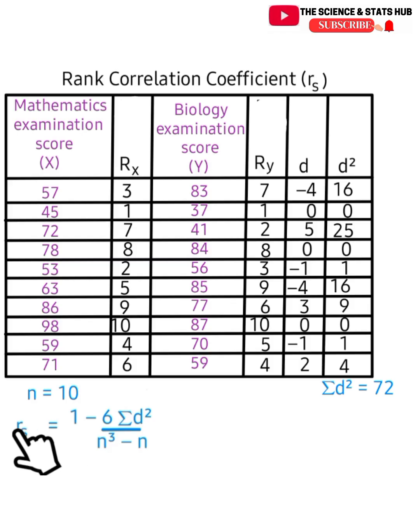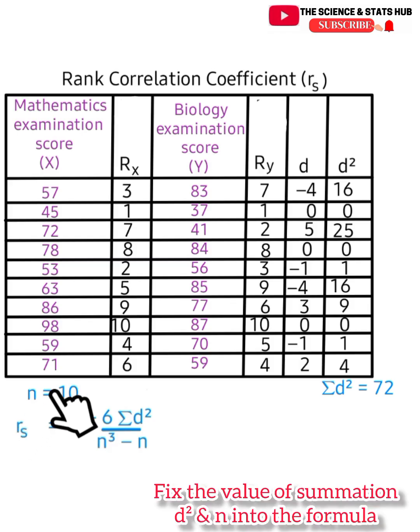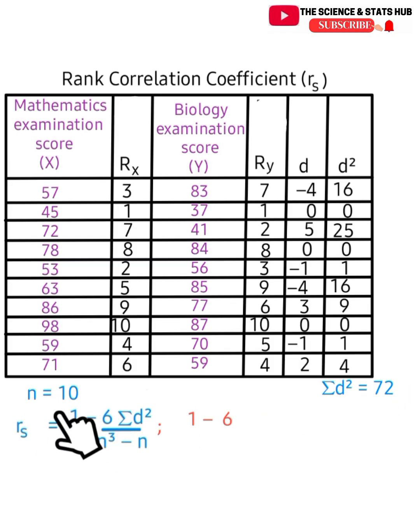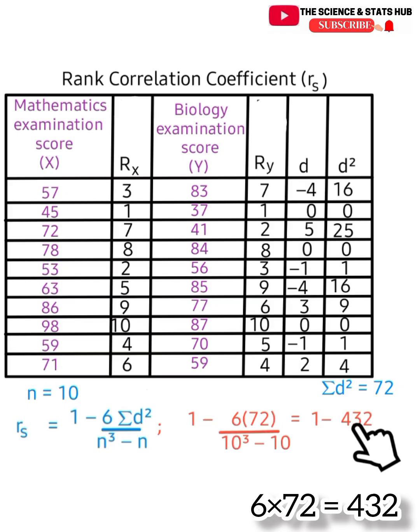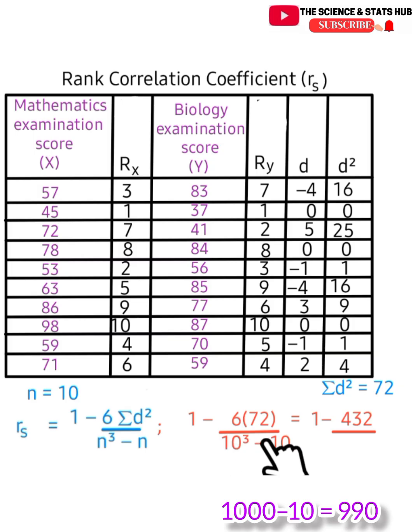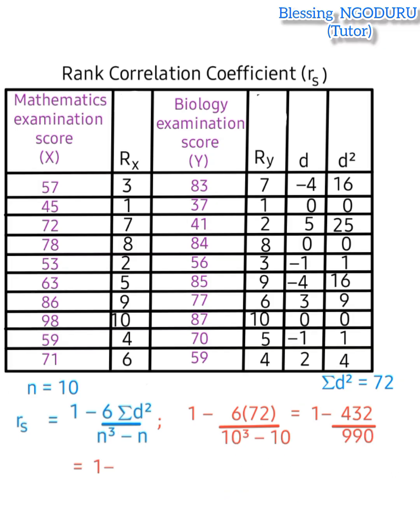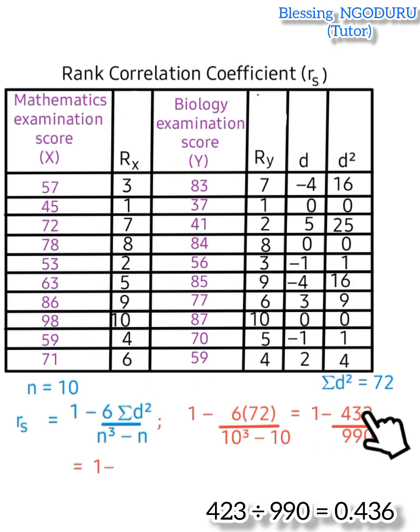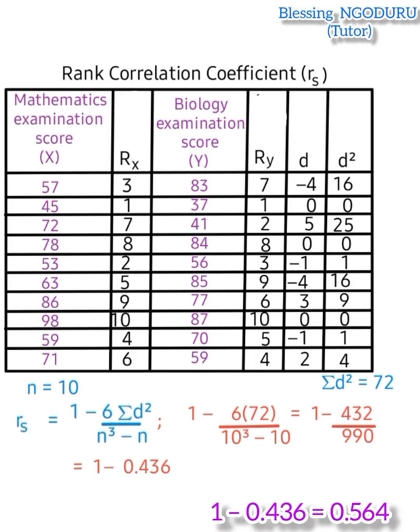Now to find the rank correlation coefficient, we will fix each of these values into our formula. So we have 1 minus 6, summation d square value will go 72, then divide by n cubed minus n, where the n value is 10. So we have 1 minus 6 multiplied by 72, which is 432, divided by 10 raised to power 3, which is 1000, minus 10, 990. So we have 1 minus 432 divided by 990. Therefore, 1 minus 0.436 gives 0.564.